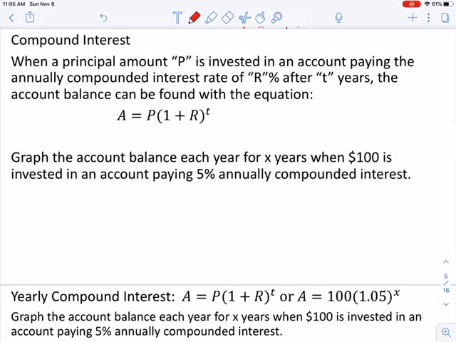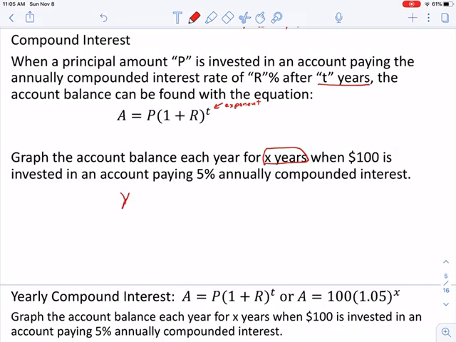Now, in the next problem, we have compound interest. Notice the compound interest has a different formula. A equals P times 1 plus R to the T power. So that's different. We have an exponent here that we didn't have in the other one. And since T is years and X is going to be the years, when we turn this into an equation with Y and X, X is going to be the exponent.